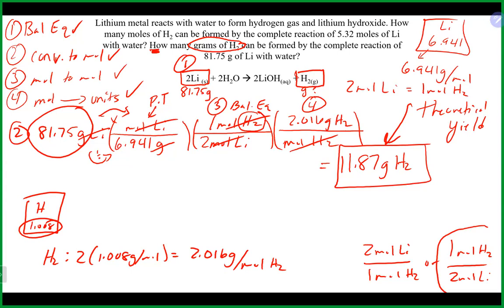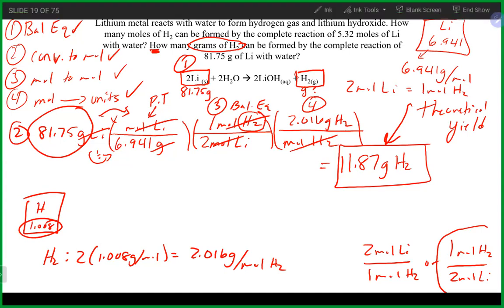So just to show you sort of what we could do with stoichiometry as well. Here we just did a calculation that told us basically that we produced 11.87 grams of hydrogen. What happens if I wanted to figure out how much of the lithium hydroxide I would have produced, right? I could actually just pick up the calculation here at the end and do the same sort of relationship to figure that out as well.